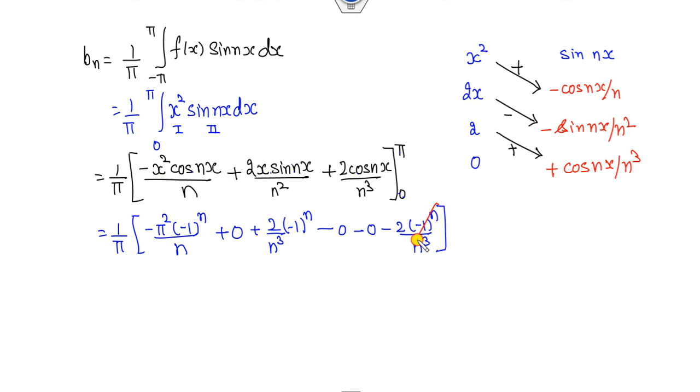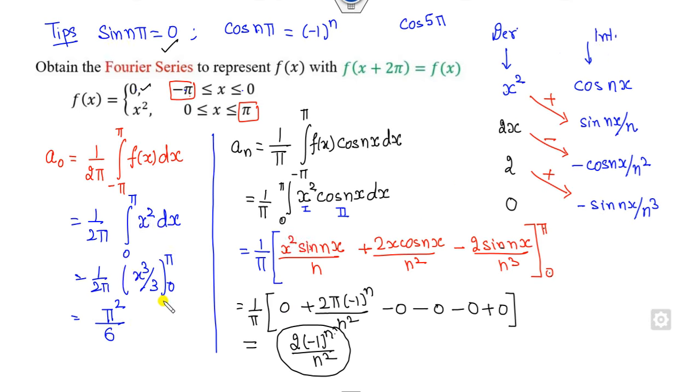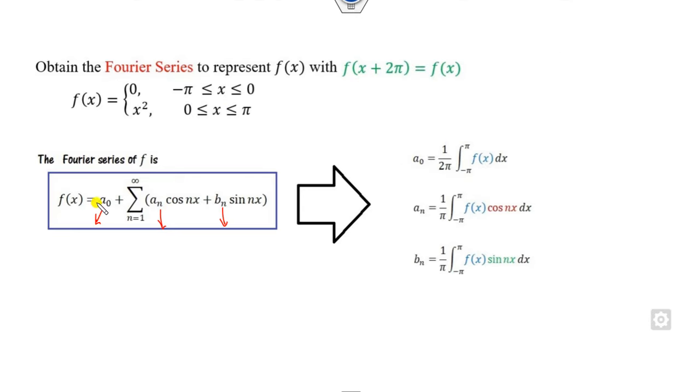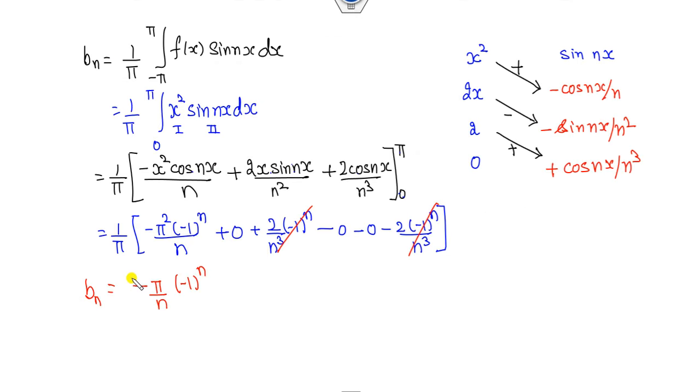Now clearly, this term will be cancelled. 1 pi will be cancelled. So pi over n, minus 1 raised to power n is the b n. Fine. Now you have this b n, you have this a n, and this is my a naught. You can substitute these values in this given form. So what is a0? a0 is my pi square by 6.